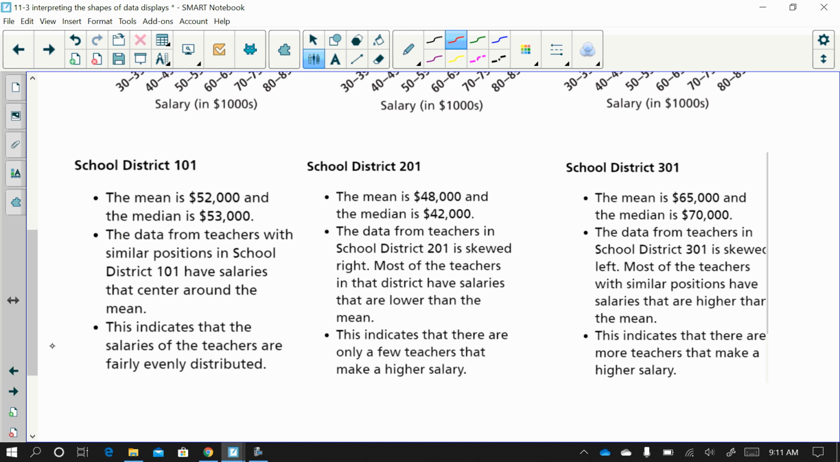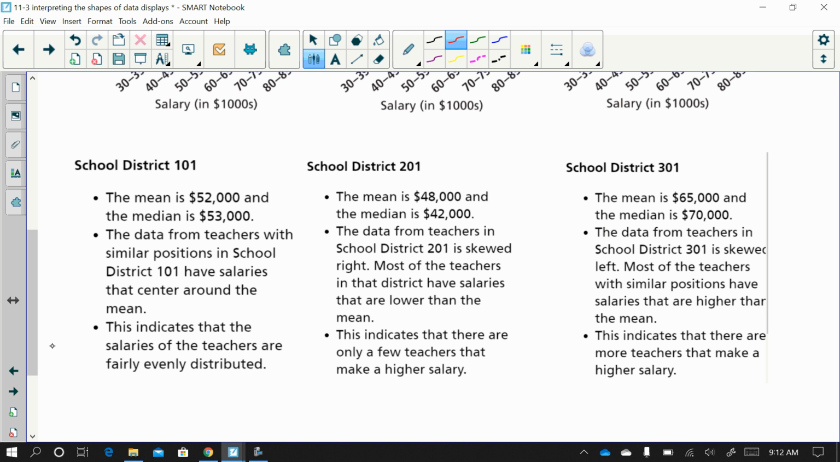The data from teachers in similar positions in school district 101 have salaries that center around the median. This indicates that the salaries of the teachers are fairly evenly distributed. We like when it's evenly distributed. Going back to 201, the data from teachers in district 201 is skewed right. Most of the teachers in that district have salaries that are lower than the mean. This indicates that there are only a few teachers that make a higher salary. You have to be one of the top ones to get that kind of money. To me, that doesn't seem quite fair.